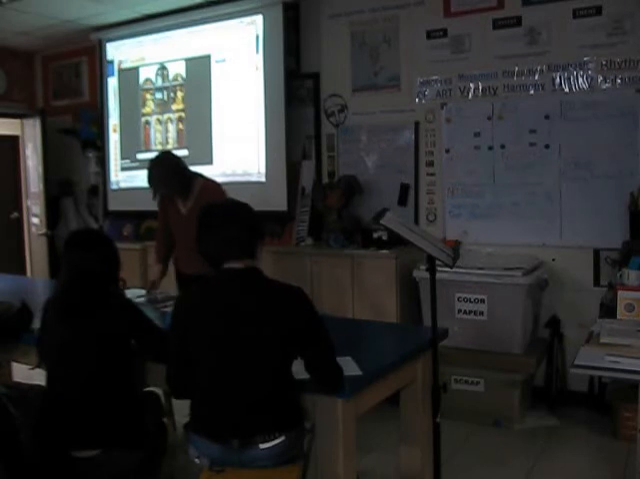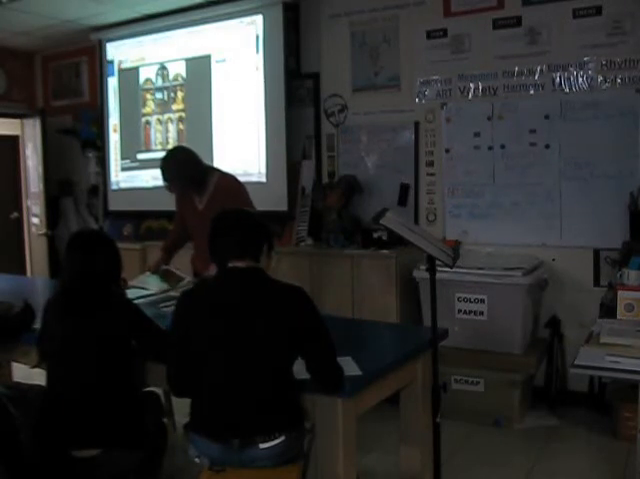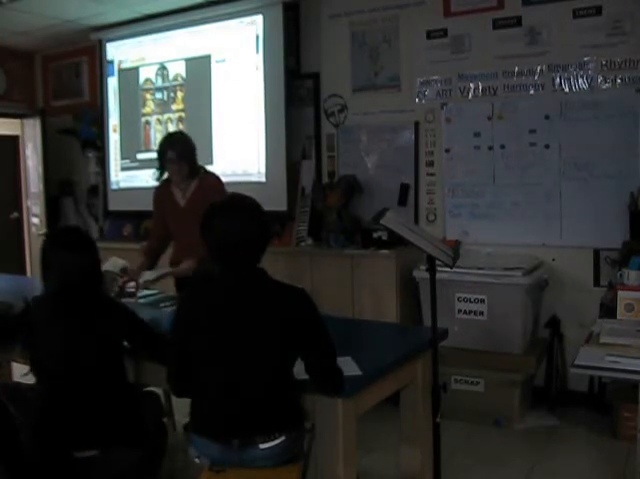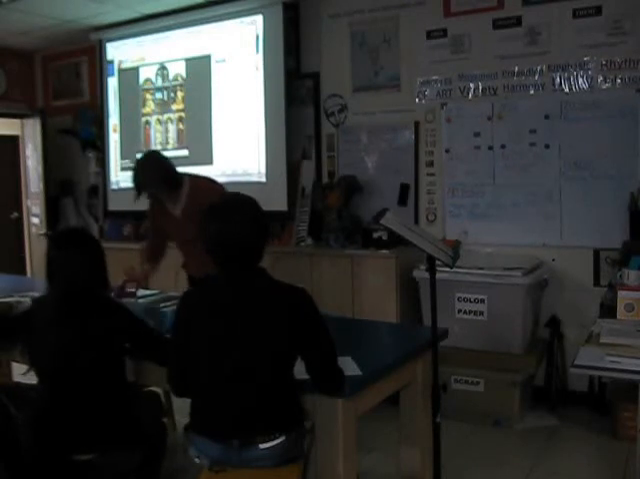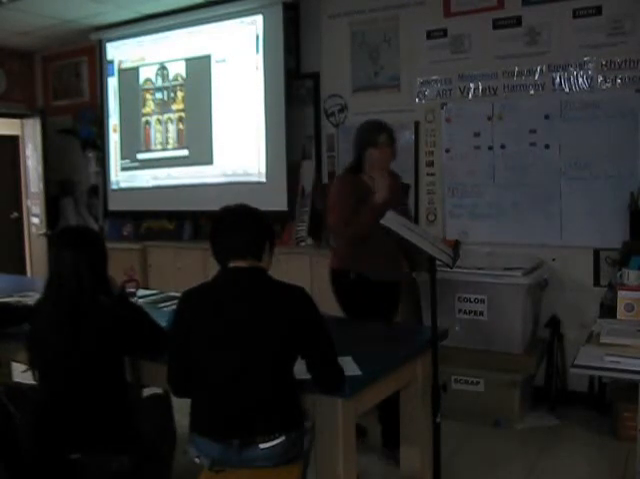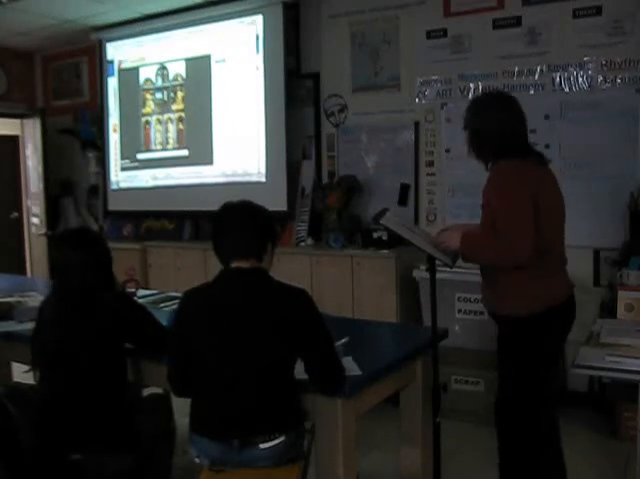Where's the one with the Ghent altarpiece here? Here it is. So you can pass that around. You can see a little bit of details of things. And I'll zoom in some too.